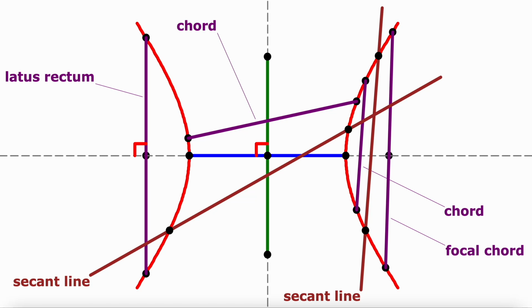A focal chord is a chord that passes through one of the foci of the hyperbola. The two latus recta of the hyperbola are special types of focal chords. A hyperbola can have infinitely many focal chords.